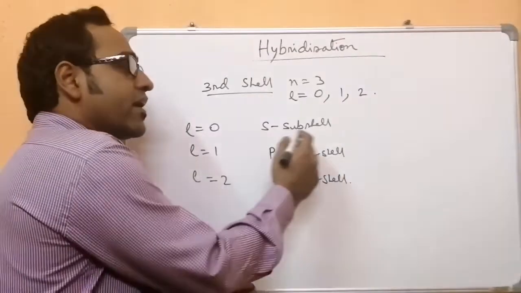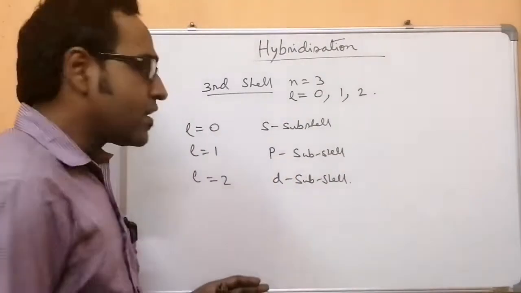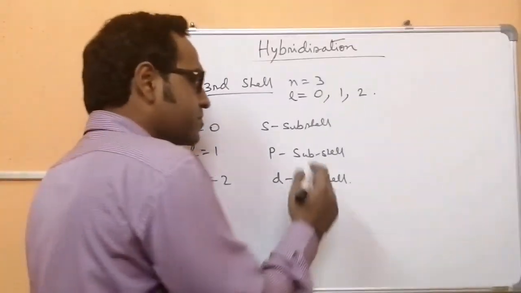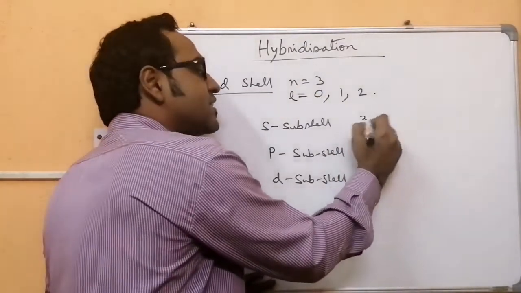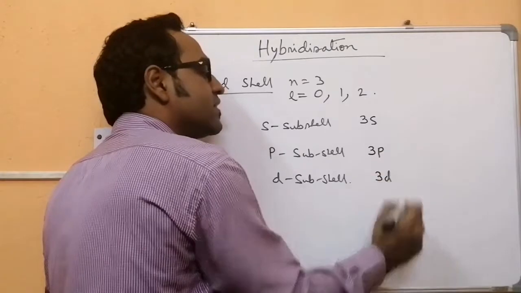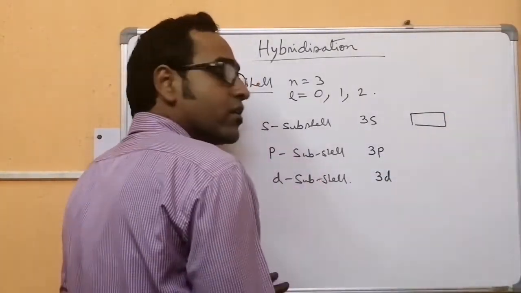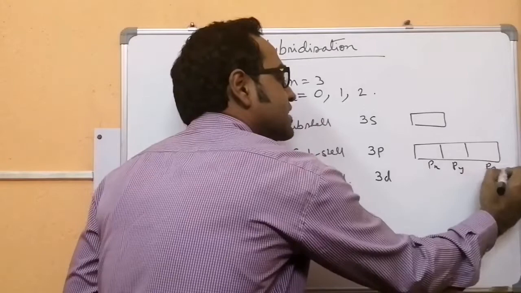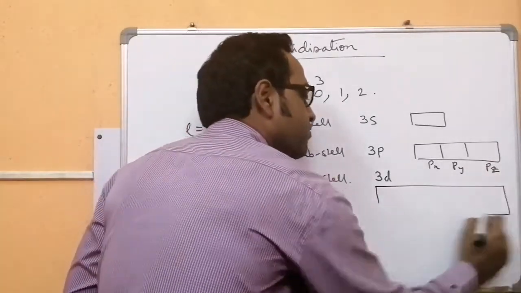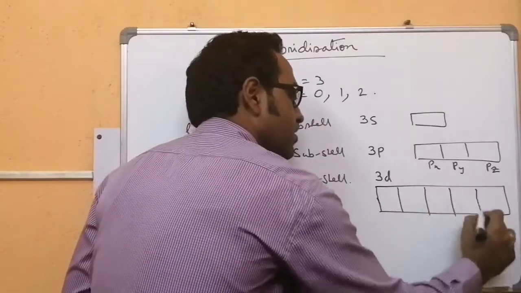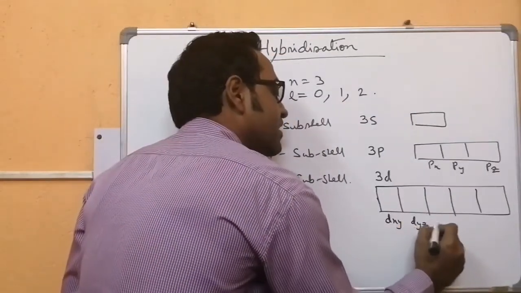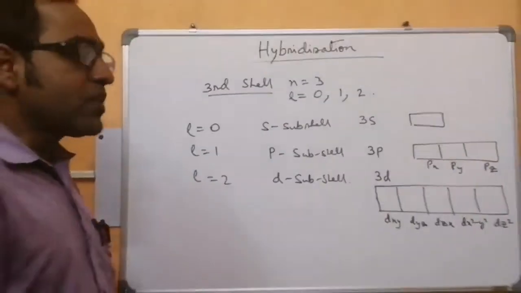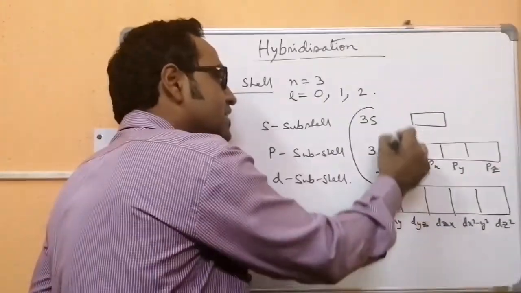Now under s subshell there is s orbital, under p subshell there is p orbital, under d subshell there is d orbital. Under the third shell it is 3s, 3p and 3d. 3s has only one orbital, 3p has px, py and pz orbitals. In case of d, it has 5 orbitals: dxy, dyz, dzx, dx square minus y square, and dz square. So all these 3s, 3p, 3d orbitals are there.